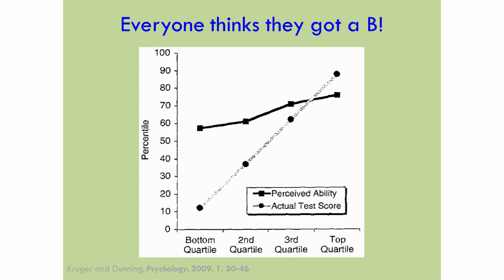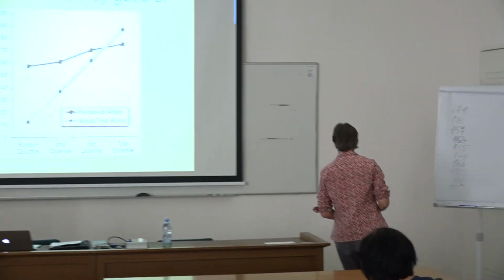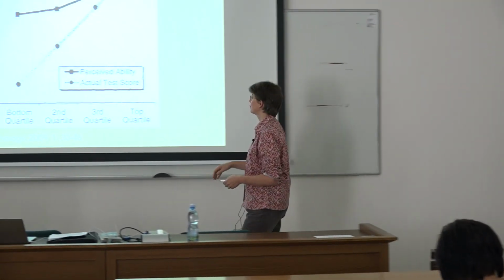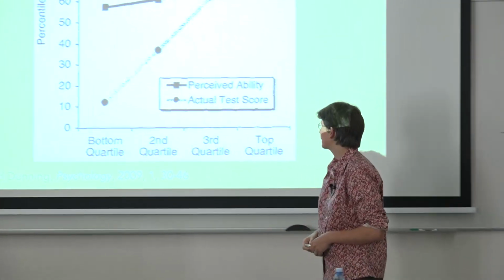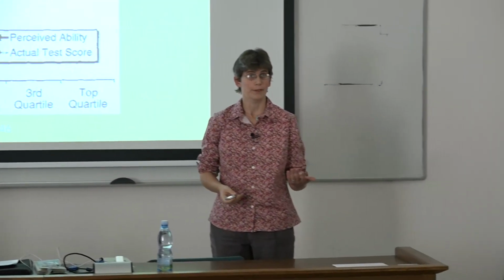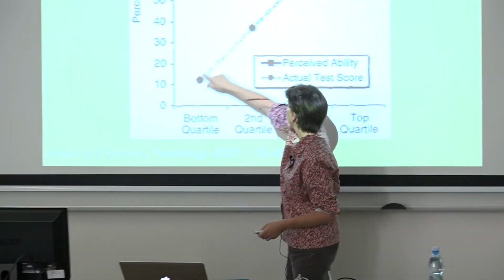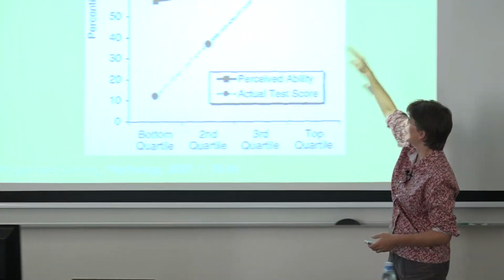This has been investigated by many different people, but the most famous one is a psychology study by Dunning and Kruger, where they taught some students formal logic, and they gave them a test, and they asked the students to predict their performance. And the black line is the predicted performance when they divided up the exam scores into the highest, second, third and fourth quartile.